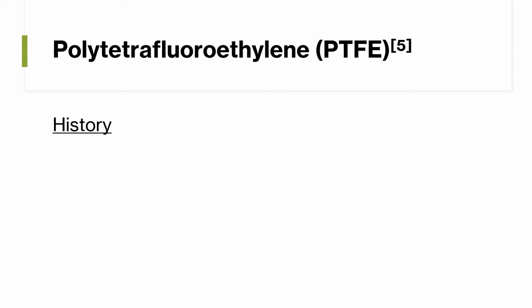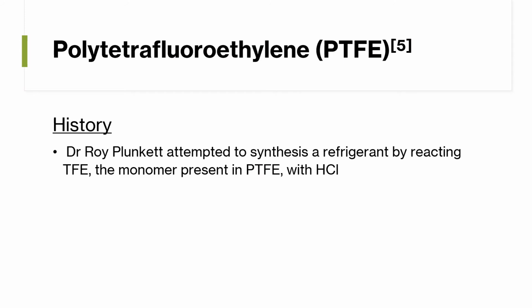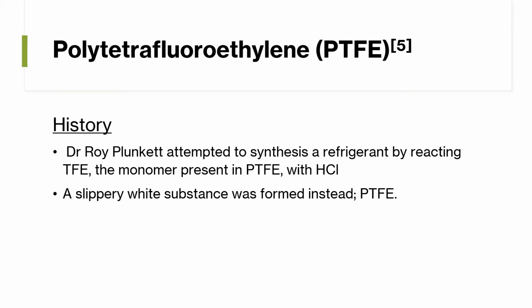In 1938, Dr. Roy Plunkett attempted to synthesize a gaseous refrigerant by reacting tetrafluoroethylene, TFE, which is the monomer present in PTFE, with hydrochloric acid. He checked the pressure on a full cylinder of TFE, but found that it had no pressure. Instead, a small amount of a slippery white substance was in its place. The substance was found to be PTFE, later trademarked as Teflon by the DuPont company.